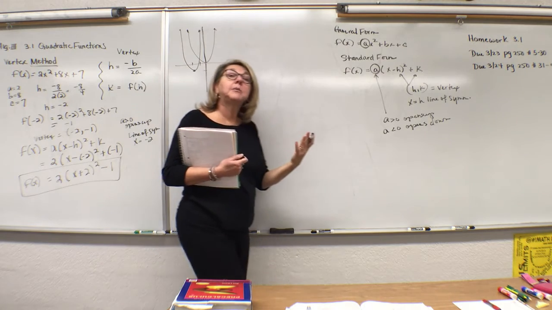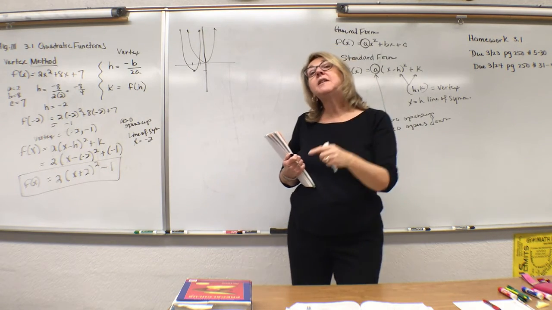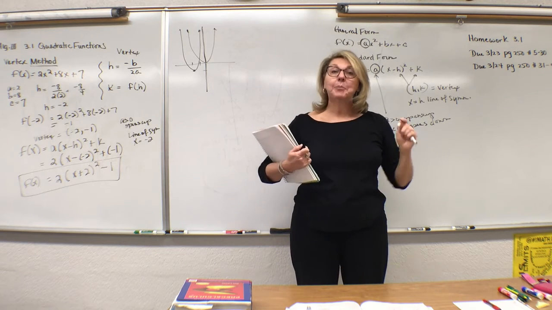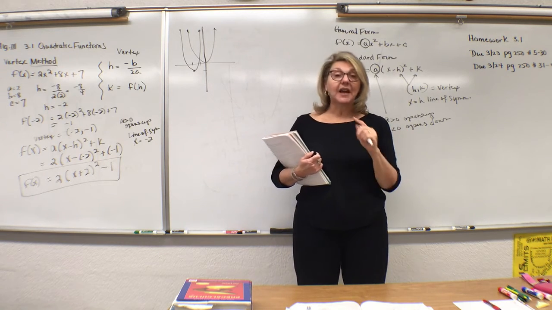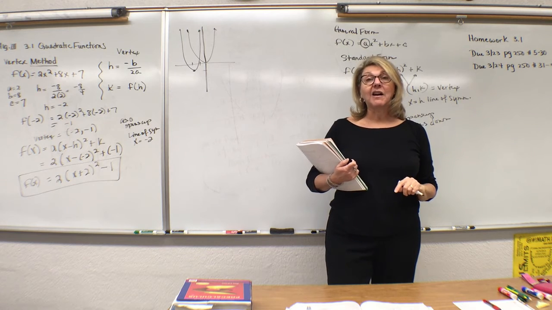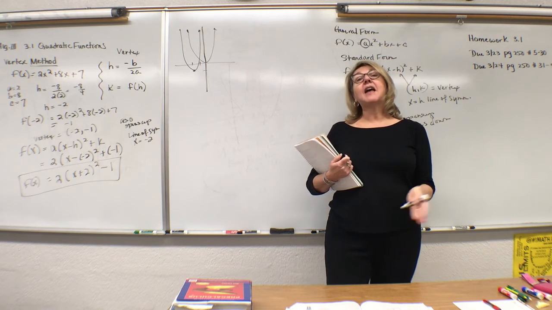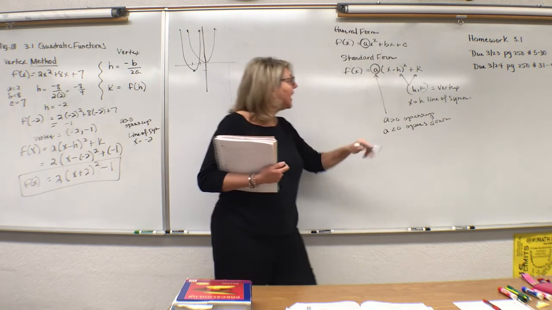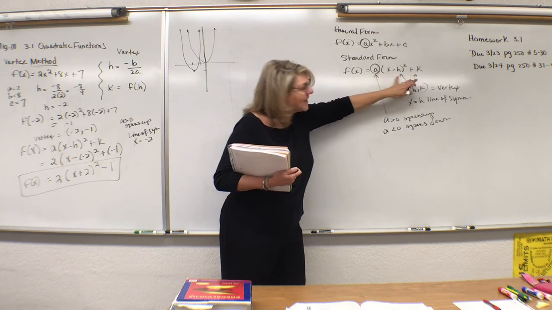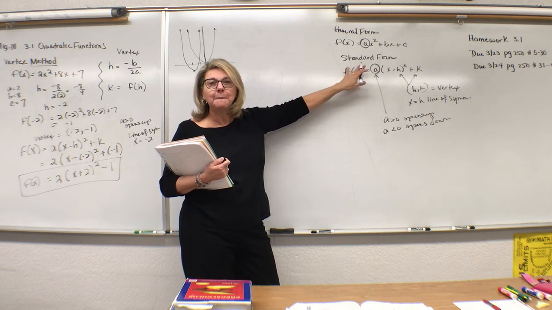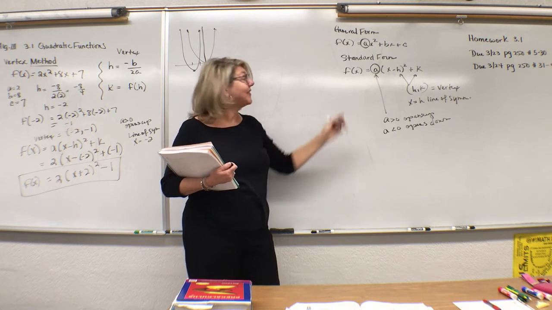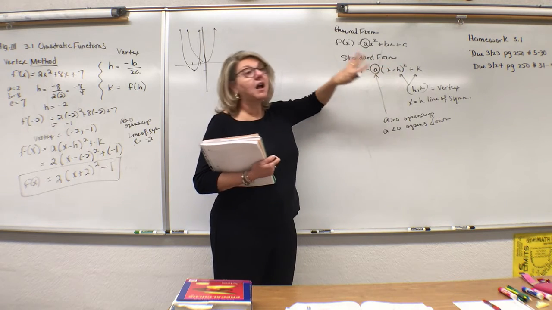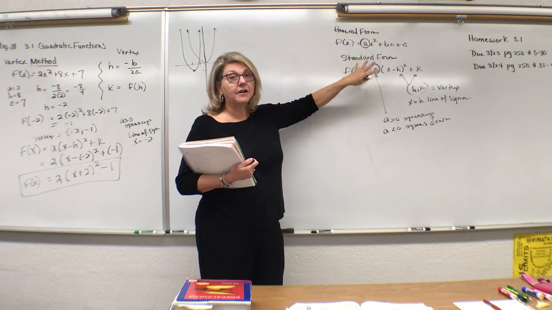Now let's do the same problem again, completing the square. Remember, completing the square allows us to create a perfect square trinomial. That's the goal of completing the square. And we're going to rewrite that perfect square trinomial as a binomial squared. Well, if I take a look at this standard form, this x minus h quantity squared, that's a binomial squared. That's a PST. That is embedded, it's a part of this standard form.